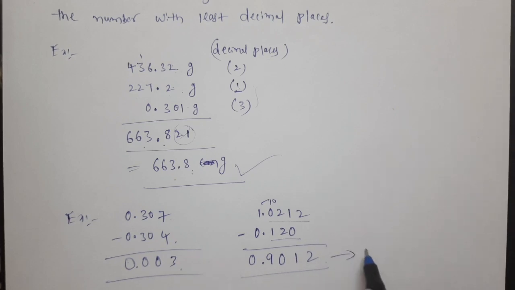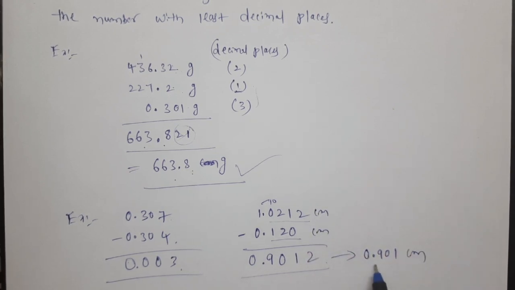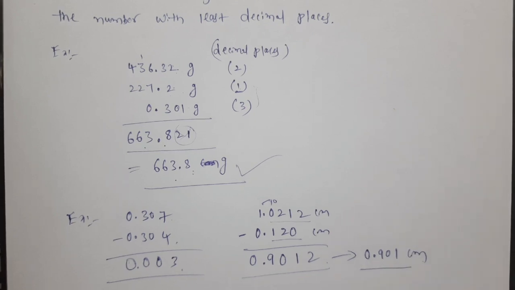We have to convert this one to 0.901. Of course, if it is in centimeter, this must be 0.901 centimeters, because in the two numbers, which one has least decimal places? The second number, right? The second number has only 3 decimal places, so the final answer should be given with 3 decimal places. Remember, in addition or subtraction, we don't see significant figures, we check only decimal places. Yeah, this is about the 2 rules of arithmetic operation with significant figures.